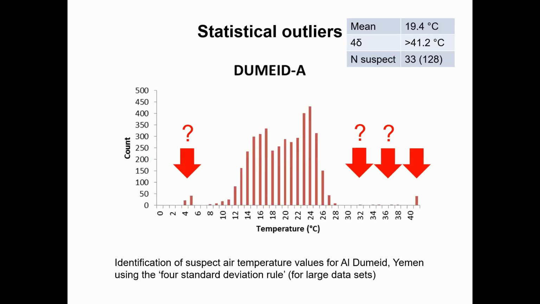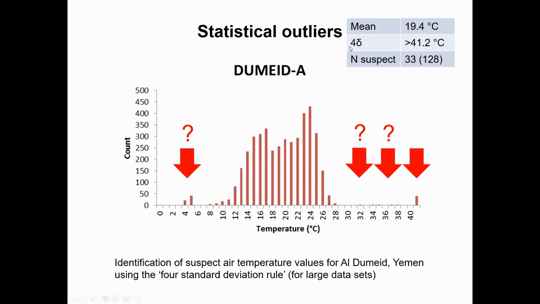And histograms can also reveal big outliers. So if we look at these temperature data here, you can see the bulk of the data lies between the range of 8 to 28 degrees, but you've got these very low values and these super high values. And one way in which automatic systems can check for this is to calculate the mean and then to look for 4 standard deviations from the mean, because that should capture virtually the whole data set.